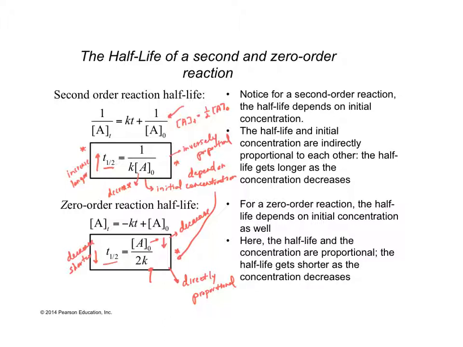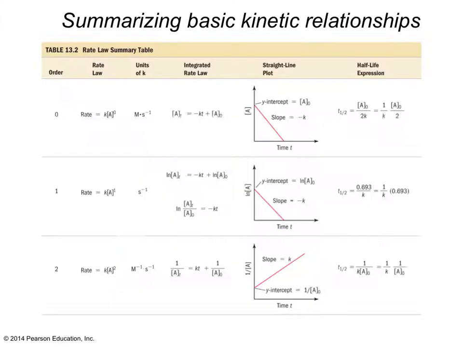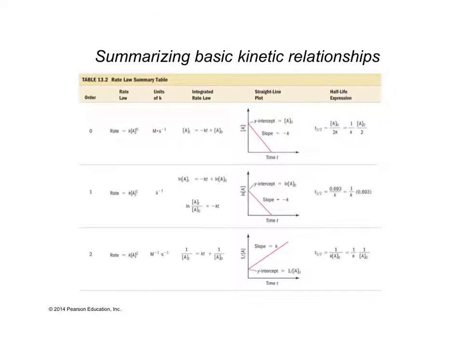Okay, so those are the three half-life expressions. Again, they depend on the order of the reaction. We have first order, second order, and then zero order. This is a nice little summarizing table that goes over these various rate laws, the integrated rate law for each one, for zero, first, and second, as well as the half-life expression. It also denotes the units of k for each one. So zero order has units of molarity per second, first order has inverse seconds, and second order has inverse molar inverse seconds.